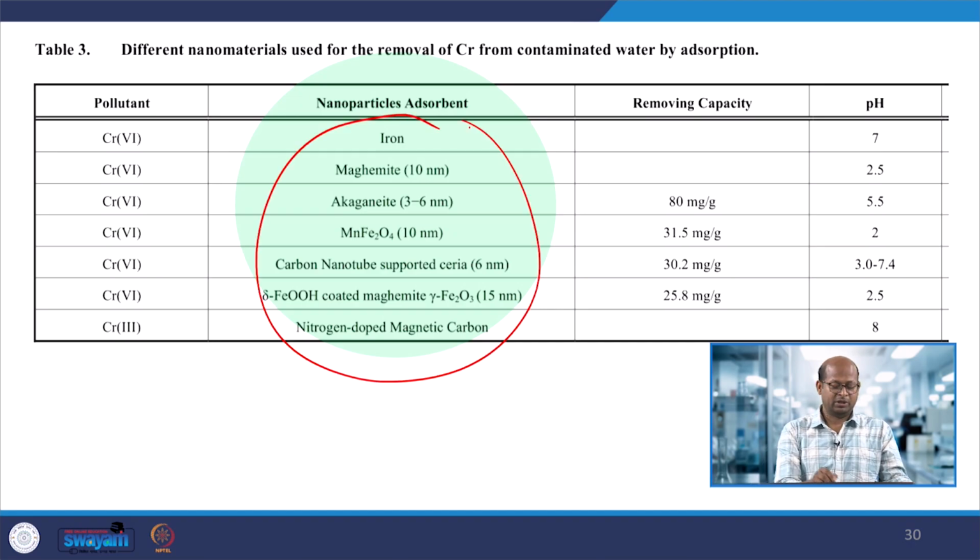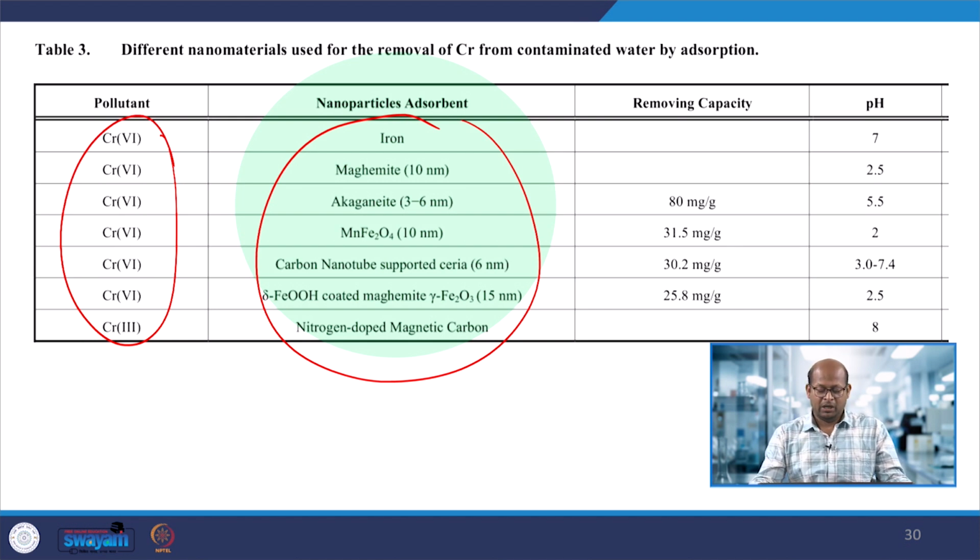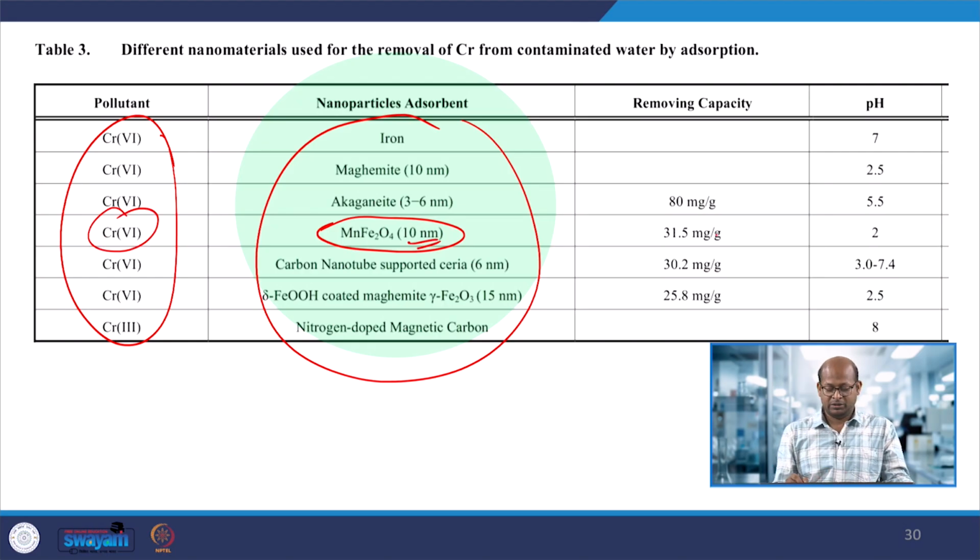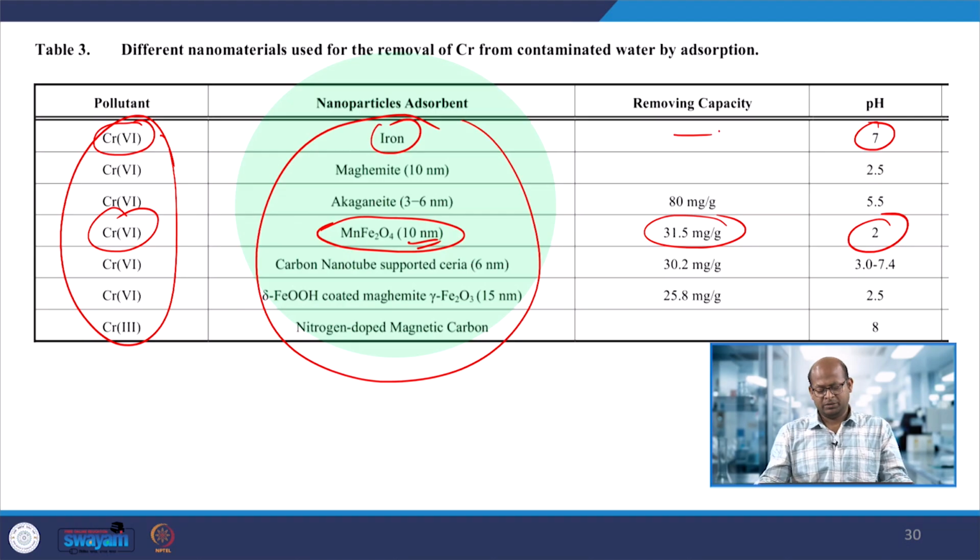Okay. There are some other materials also given here. Different types of nanoparticles can be used for separation of chromium in either the 6 or 3 oxidation state, with different removal capacities. For example, if we use iron manganese oxide nanoparticles of 10 nanometer particle size to separate chromium 6, the removal capacity is 31.5 milligram per gram. At pH 2 and at pH 7, if we use iron, that also can be separated out. Here the removal capacity is not given.